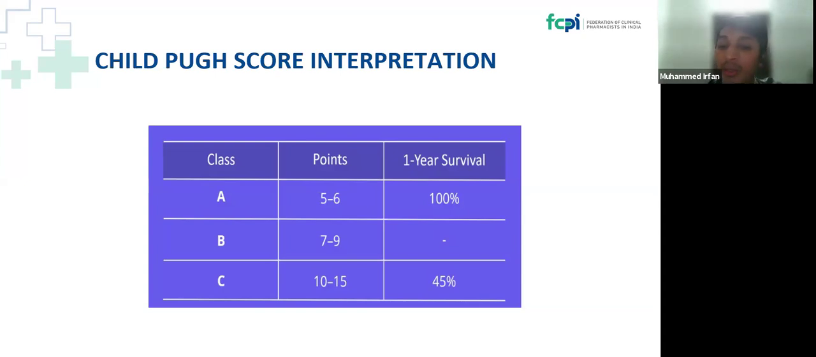So in that case, mainly among the echinocandins, we will prefer anidulafungin. That is, in CLD patients, we can consider anidulafungin. But in some patients, the cost will not be well tolerated. That's why we move on to caspofungin in some patients.